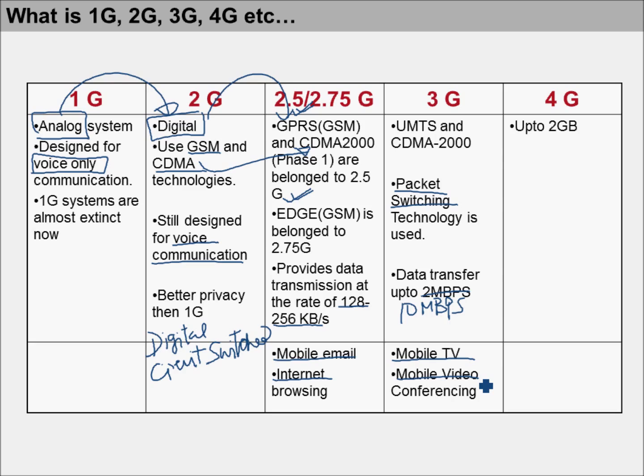The next generation is called 4G, where up to 2 GB of data can be transferred over a mobile phone. So this is a huge jump, and it will open up a lot of different kinds of mobile applications and opportunities as well. So I just wanted to give you a view of 1G, 2G, 3G, 4G, how the technology for mobile has evolved over time.